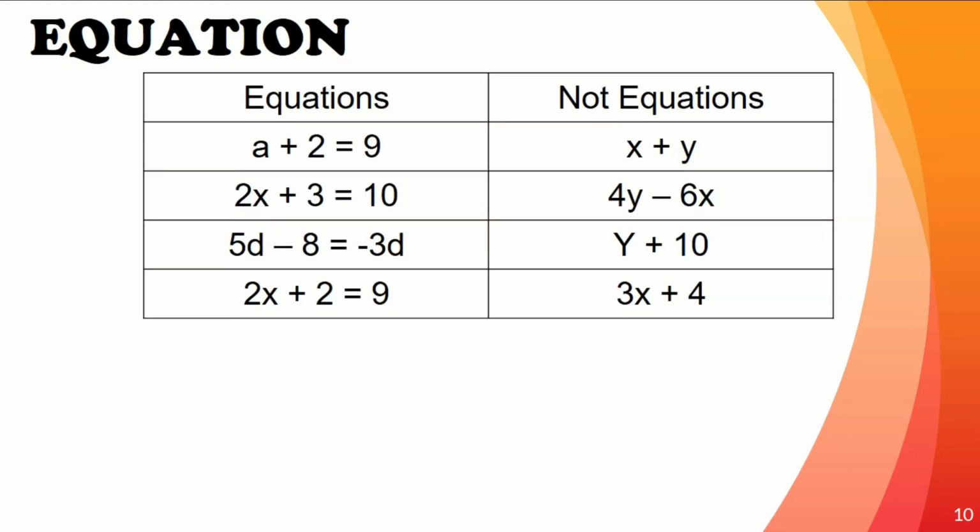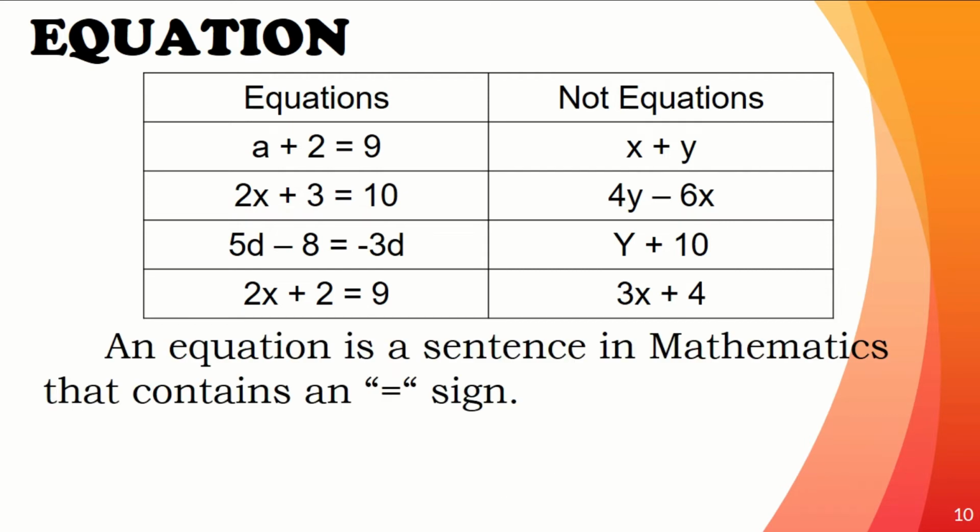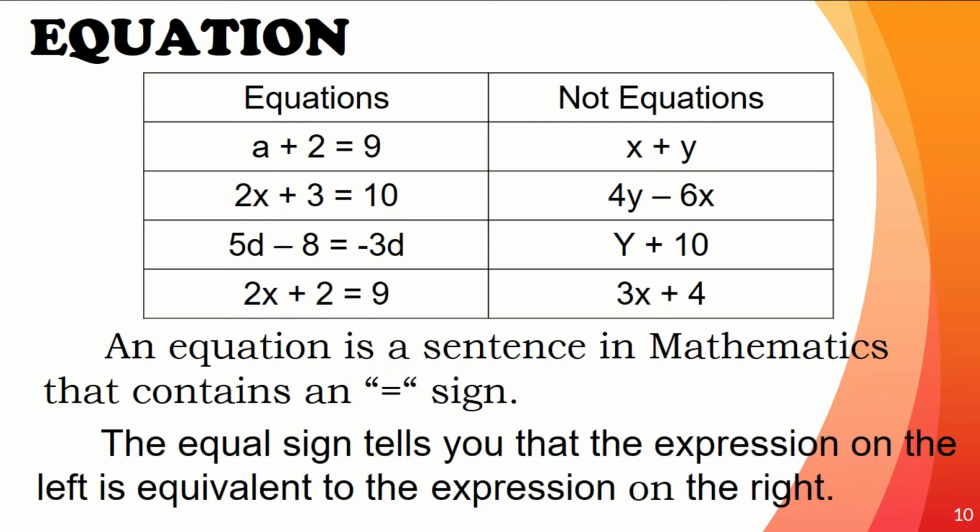Let's have the example of an equation. The first column are equations, while the next columns are not equations. What's the difference between the two? Yes, the first column had an equal sign. So, an equation is a sentence in mathematics that contains an equal sign.